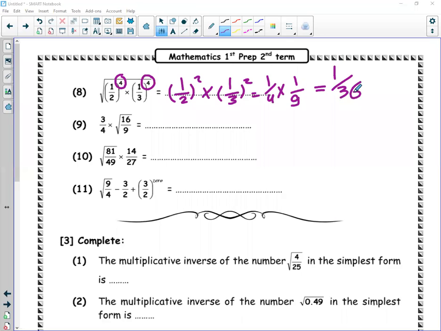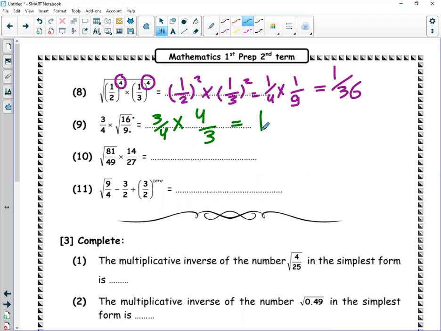The next question, number 9. 3 over 4 times the square root of 16 over 9. The root of 16 equals 4 and the root of 9 equals 3. So any number times the multiplicative inverse of the same number equals 1. Number 10.